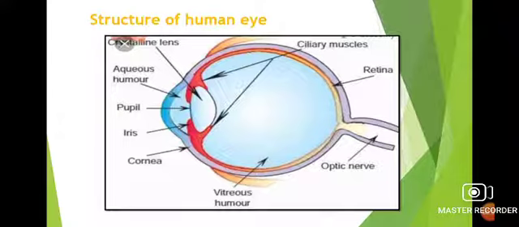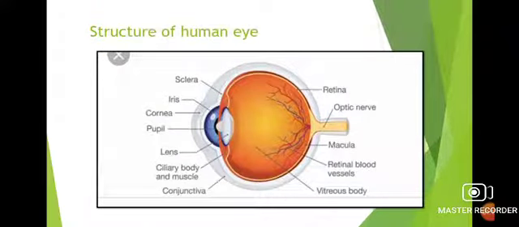Okay, first we have to discuss human eye. We know human eye is almost spherical in shape with a slight bulge in the front part. Approximately, the diameter of the human eye is 2 centimeter to 2.5 centimeter. So we can see in this picture the main parts of human eye, that are cornea, iris, pupil, aqueous humor, crystalline lens, ciliary muscles, retina, optic nerve, etc.